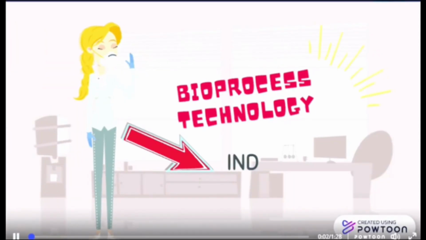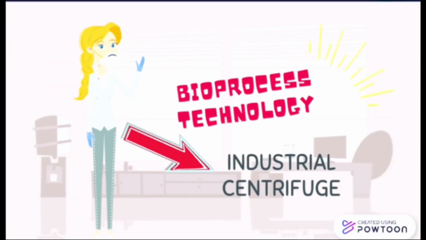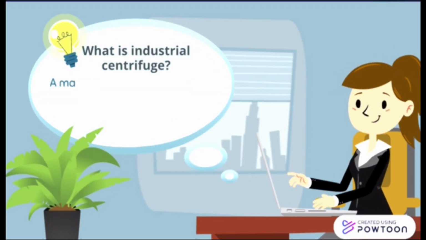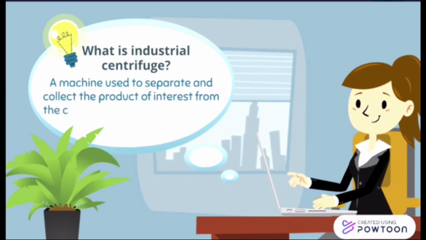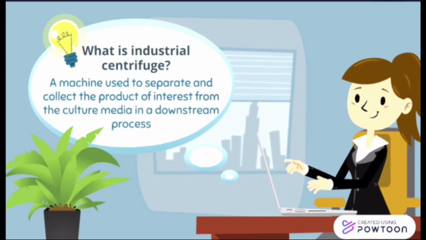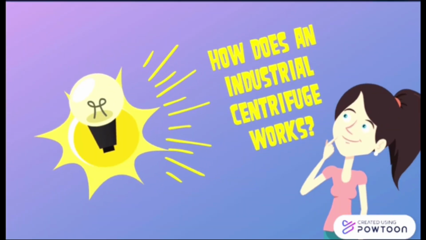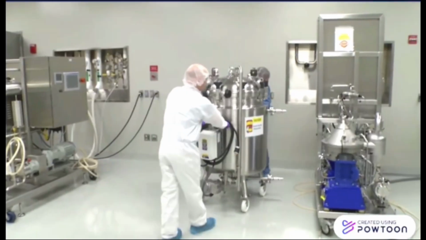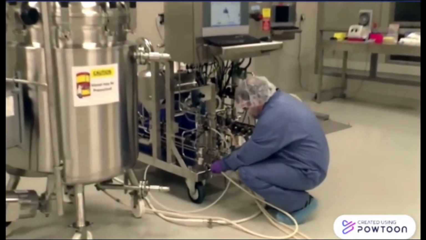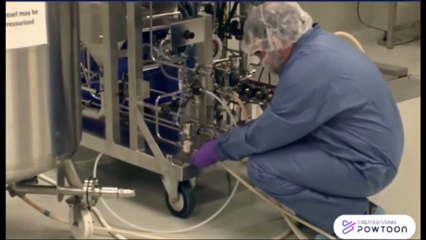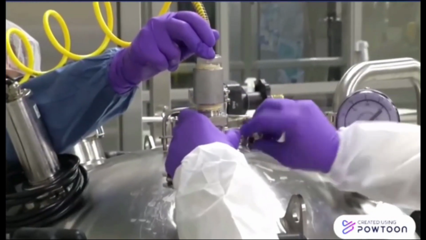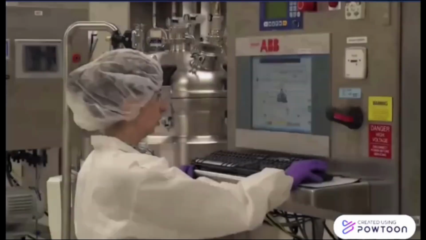Bioprocess technology, industrial centrifuge. What is an industrial centrifuge? An industrial centrifuge is a machine used to separate and collect the product of interest such as enzyme, antibody or mammalian cells from the culture media in the downstream process. How does an industrial centrifuge work? After the fermentation process, the broth tank is connected to the T-stack centrifuge. The tank is pressurized to drive the broth into the centrifuge.